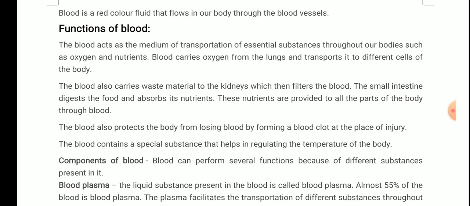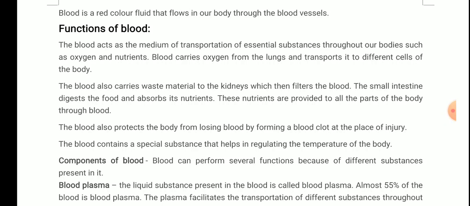In this way the blood that was deoxygenated now becomes oxygenated, because more oxygen is transported to the blood with the help of the lungs. Then that blood carries oxygen from the lungs and transports it to different cells of the body. Clear? So it acts as a medium of transportation of essential substances. Oxygen is one of the most essential substances, and also the nutrients.